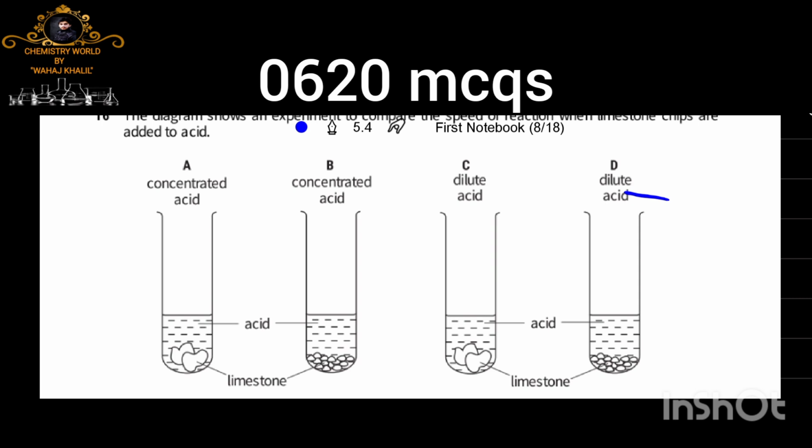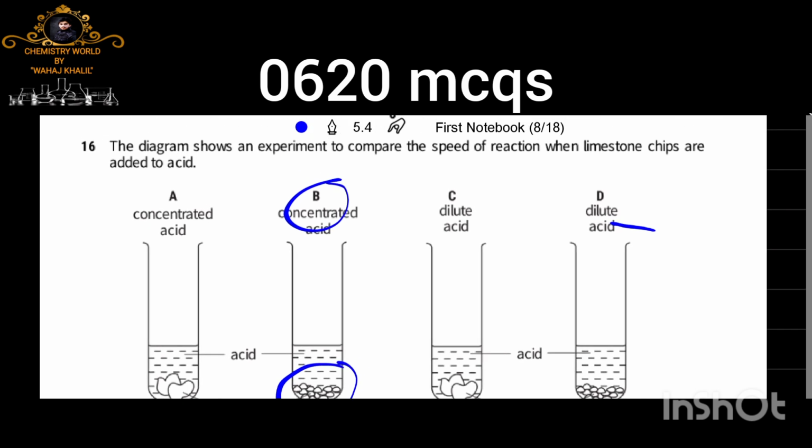So we have to recall the conditions that affect the rate of reaction. We know that the more the surface area, the more the rate of reaction, and the more the concentration of a substance, the more the rate of reaction. So here the surface area is maximum, and the concentration is also maximum. So option B is the right choice for the MCQ number 16.